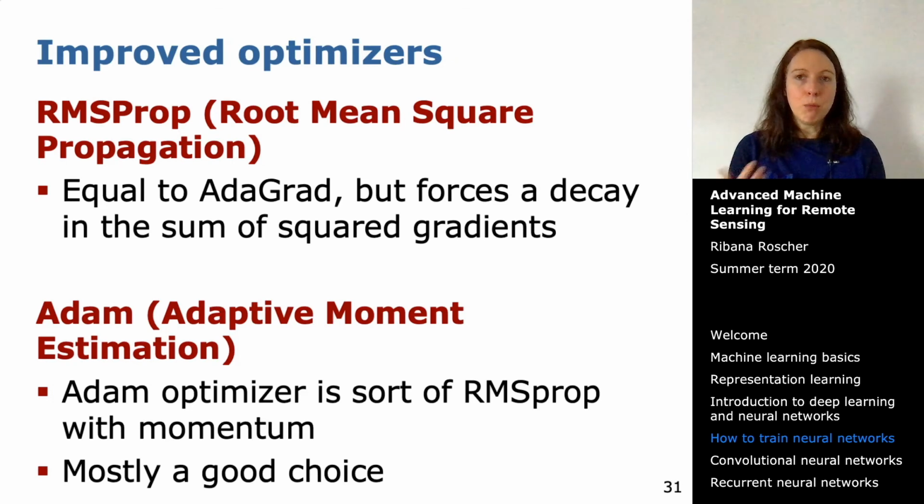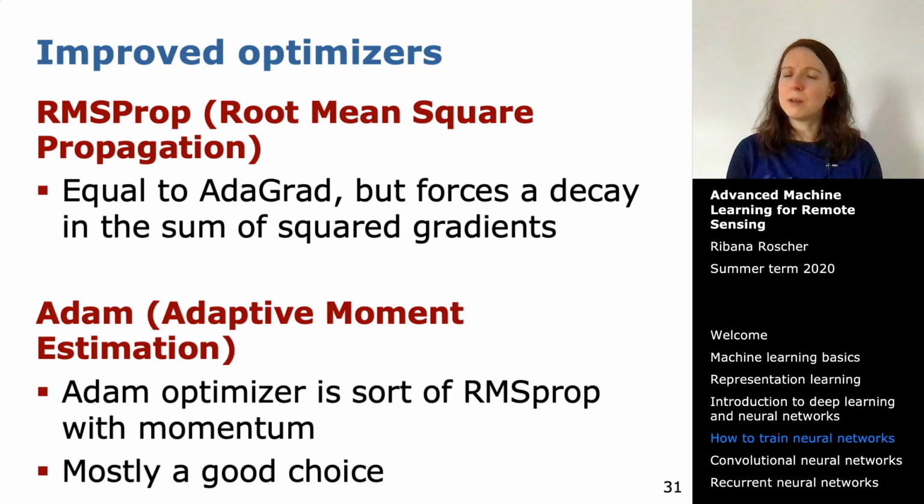There are even more improved optimizers. What I showed you here is some kind of development. Every time someone came up with a new optimizer, it was quite good, mostly better than the previous one. And then you realize some disadvantages, and then you develop it further. Further improved optimizers are, for example, the root mean squared propagation, RMSProp, and Adam.